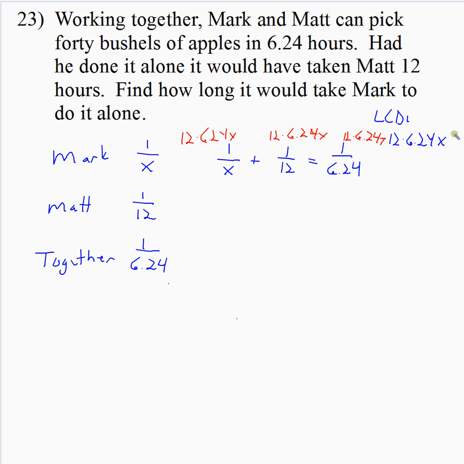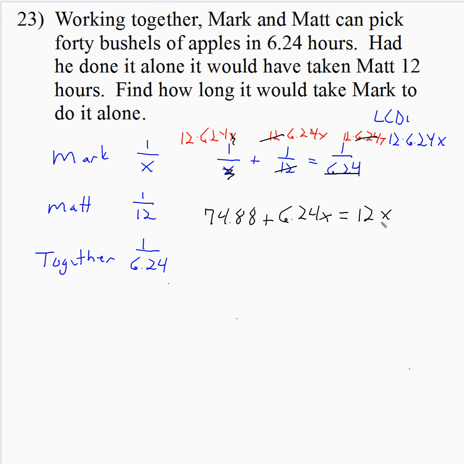And when we do that, we have some simplifying we can do. The x's simplify here, so we're left with 12 times 6.24, which is 74.88. In the next term, the 12 simplifies, and we're left with 6.24x. On the right side, the 6.24 simplifies, and you're left with 12x.